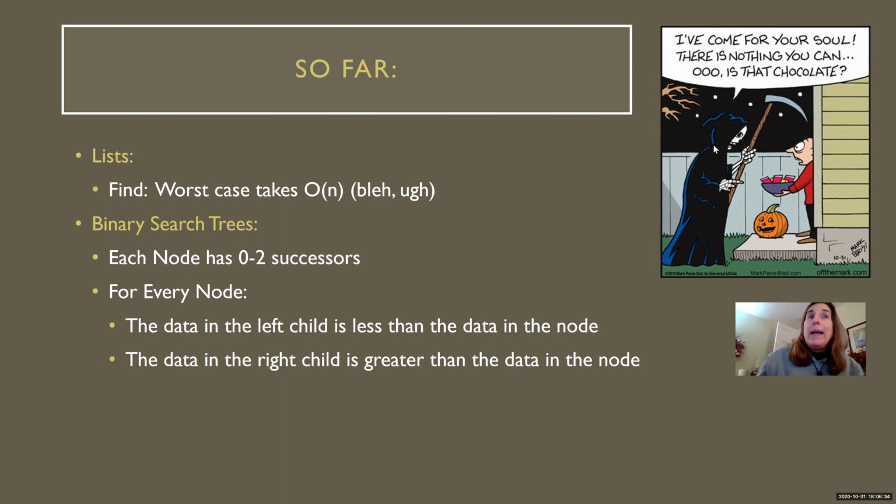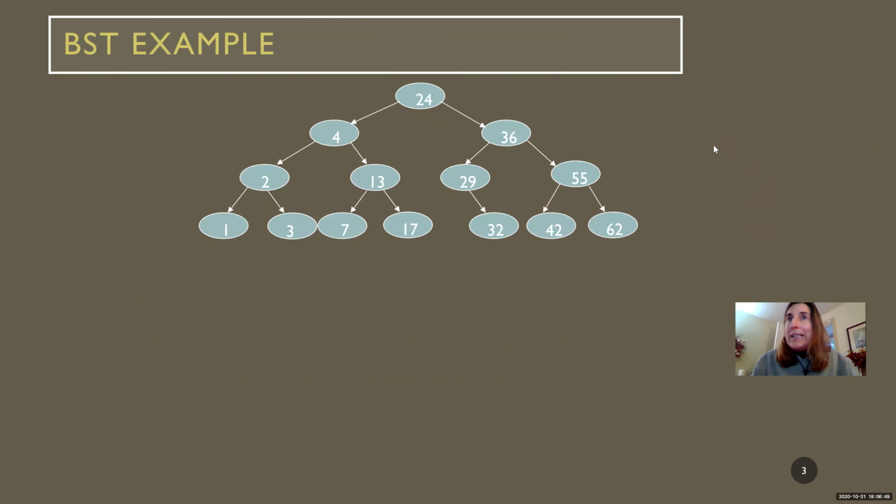So then we have binary search trees, where each node has 0 to 2 successors, and for every node, the data to the left is less than the data in a node, and the data in the right child is greater than the data in any node. And in that case, finding can be a lot faster. So here we have an example of a binary search tree.